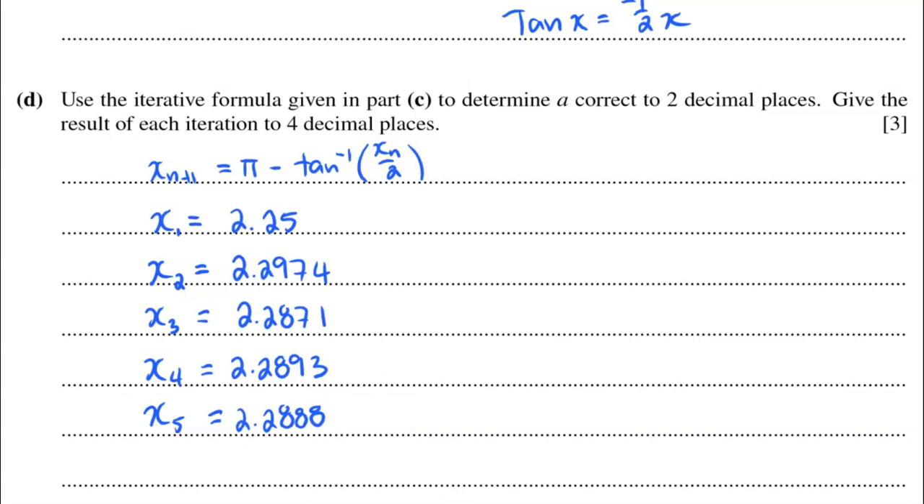So we could have stopped earlier, but if you round x4 to 2 decimal places, you get 2.29, and if you round x5 to 2 decimal places, you get 2.29. All right, so we have an answer. Therefore, the answer for A, because we have to determine A, it says in the question, A is equal to approximately 2.29, and that's to 2 decimal places, and each iteration was to 4.